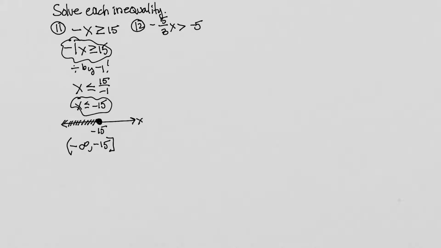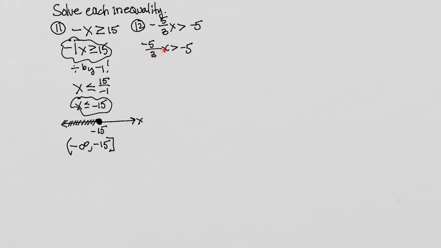I'm going to start number 12 like this. I see the negative is out in front. Now, I think it's more convenient in terms of solving problems if you write the negative on top. So I'm going to rewrite this like this: -5 over 3x strictly greater than, what do we have here? In number 12, we've got -5.